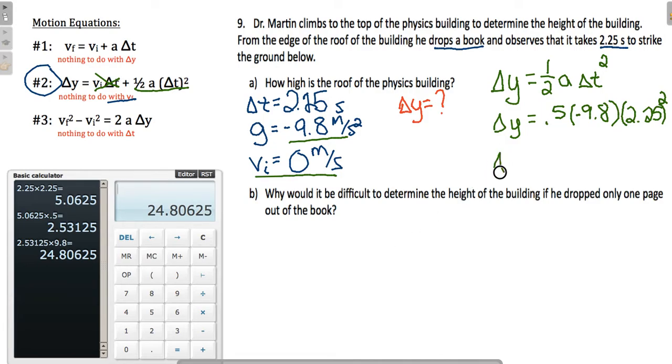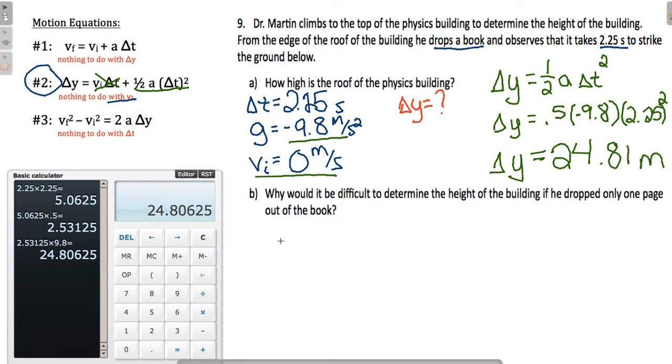Delta y is equal to 24.81, I guess. Oop. Hit undo here. There we go, it's easier. 24.81. It's a height, so we measure height in meters.